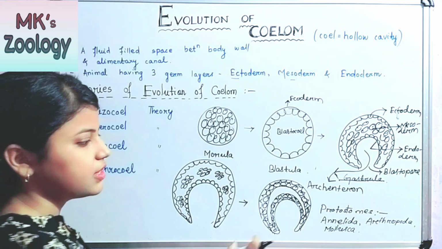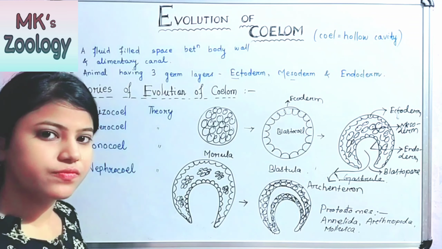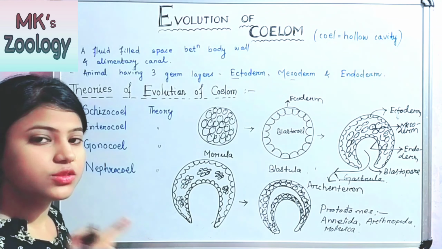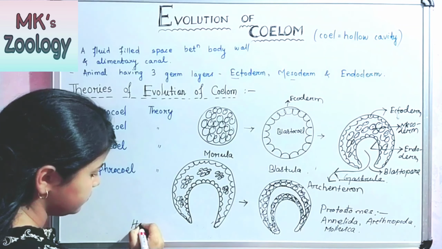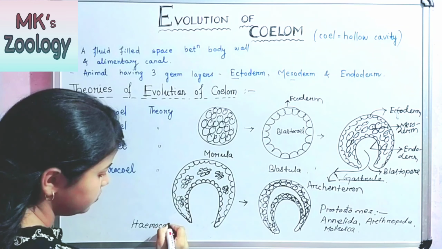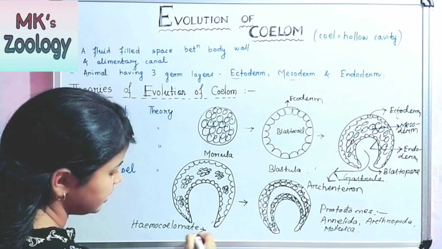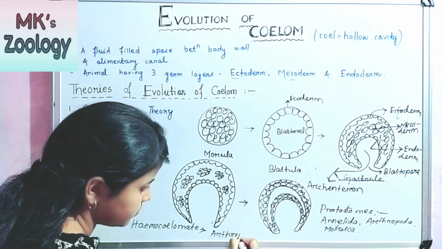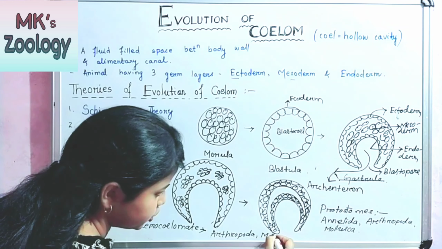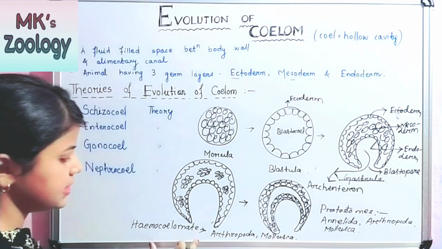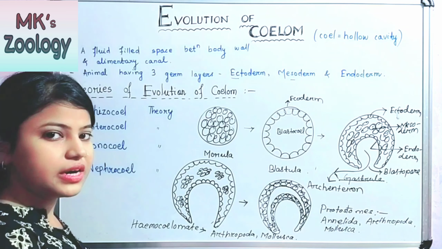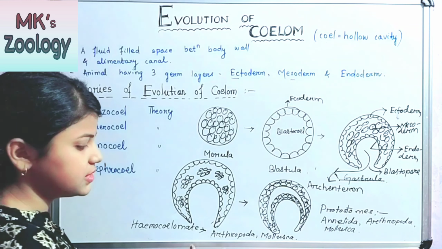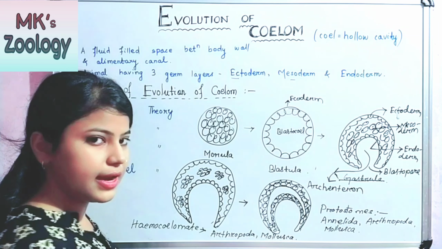But in some cases, the cavity, the coelom, is filled with blood. The blood may not be red in color, but it is filled with blood. Those animals are known as hemocoelomate. The examples of hemocoelomate are Arthropoda and Mollusca. These are schizocoelomate organisms, but the cavity is filled with blood. That's why it is known as hemocoelomate. And these are examples of Arthropoda and Mollusca.